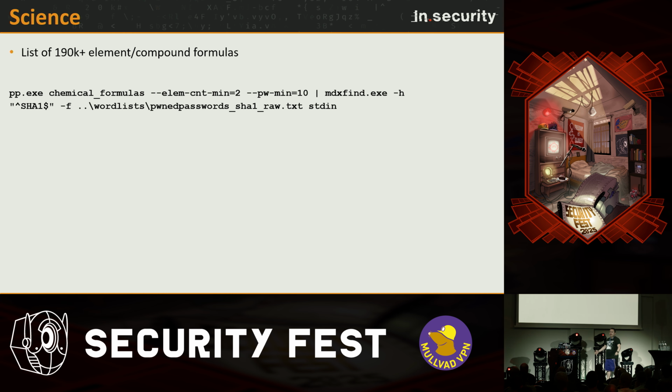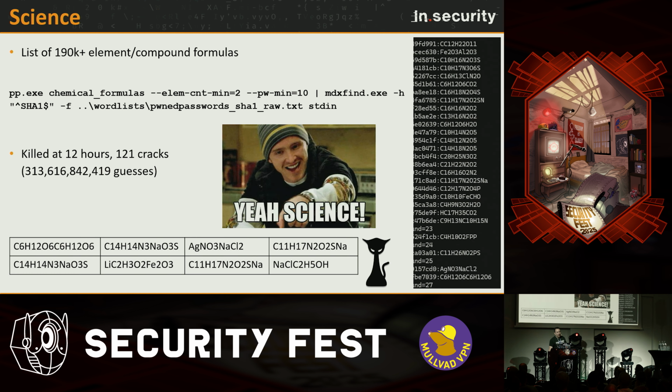Science. What's next? Where do we go? Downloaded a list of about 190,000 elements, chemical compound formulas. Let's throw it at some data breaches. Using prince, I set a minimum password length of 10 just to make sure it's sufficiently long enough that people doing a bit of an 8-character face roll, I kind of got them out of the process. Ran that through SHA-1. I let it run for 12 hours, and I got 121 cracks.